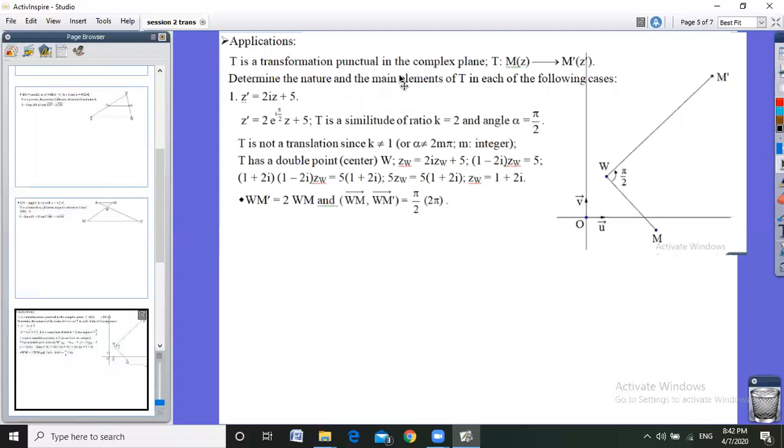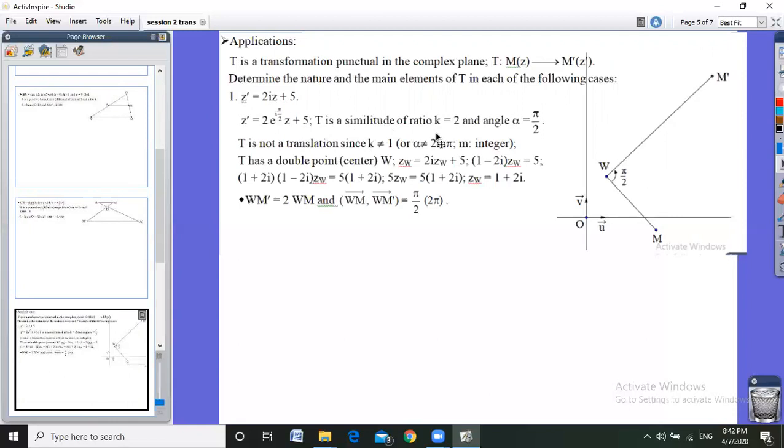Now, applications. Determine the nature and the main elements. We mean here by main elements: center, ratio, and angle. The first case, Z prime equals 2iz plus 5. To determine the nature, it's required to write this coefficient of z, 2i, in exponential form. 2i is equal to 2e to the i pi over 2.